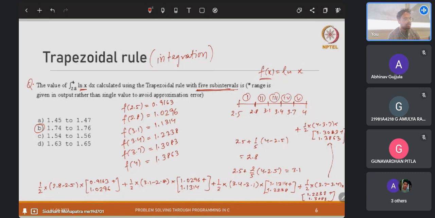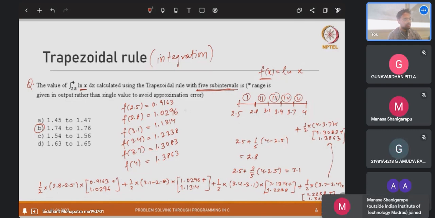given by this. The area of the second trapezoid is half into the height, which is 3.1 minus 2.8, into the sum of the sides, which is f at 2.8 and f at 3.1, and so on. So we calculate the area of each of the 5 different trapezoids, and we sum them up, and you will get a value within the range of 1.74 to 1.76. So here the solution would be option B.